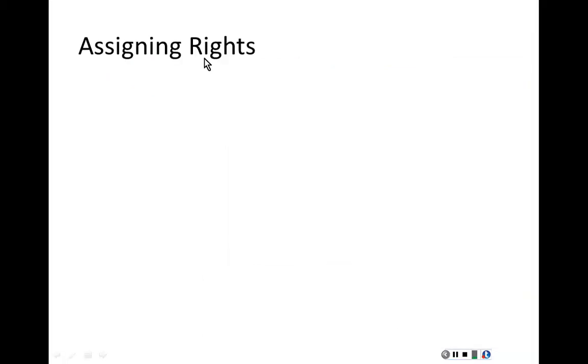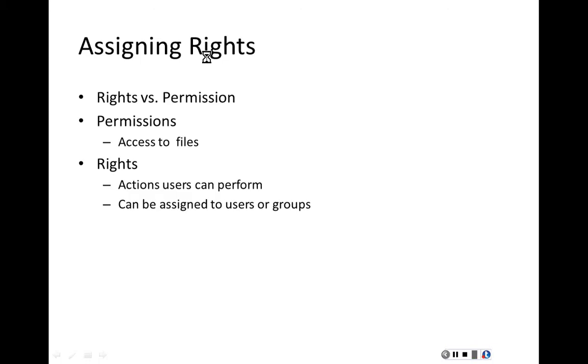Now let's discuss assigning rights. Rights versus permissions. It's easy to mix them up. We have permissions to files, like you can read a file, or you can write to a file, or you can delete a file. Those are permissions. But a right is an action that a user can perform, such as shut the system down or change system time. And rights can be assigned to individual users, or rights can be assigned to groups. Permissions are what you can do to files. Rights are actions that you can take, such as shut the server down.